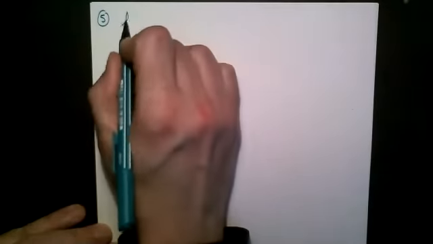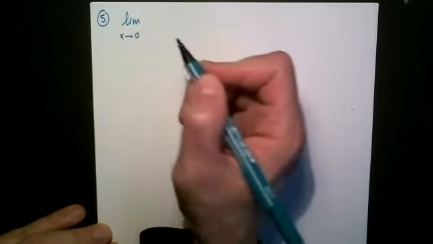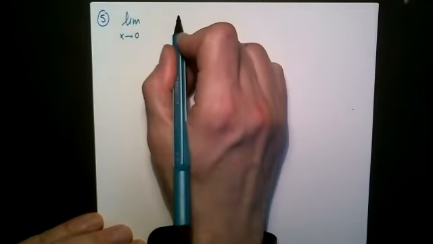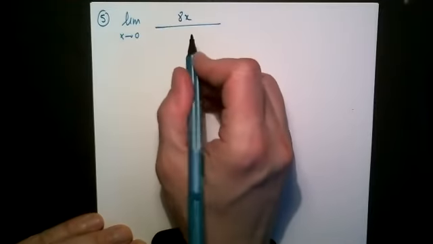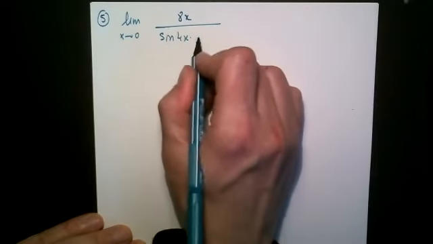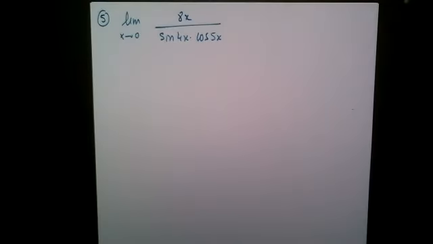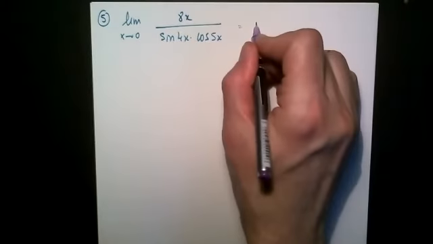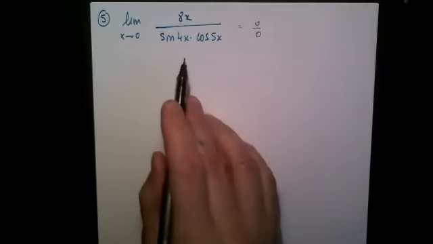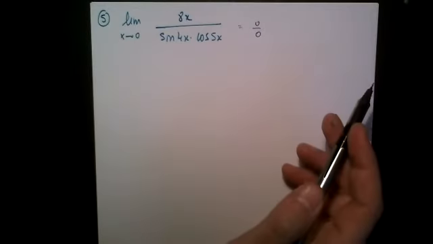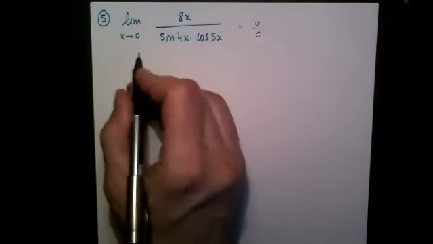Number 5. Limit x approaches 0. So let's say 8x over sine 4x times cos 5x. So if you plug in, you get 0 over 0. Okay, so we could do L'Hopital's rule, but you're going to end up with a product rule on the bottom. You could do it if you want.